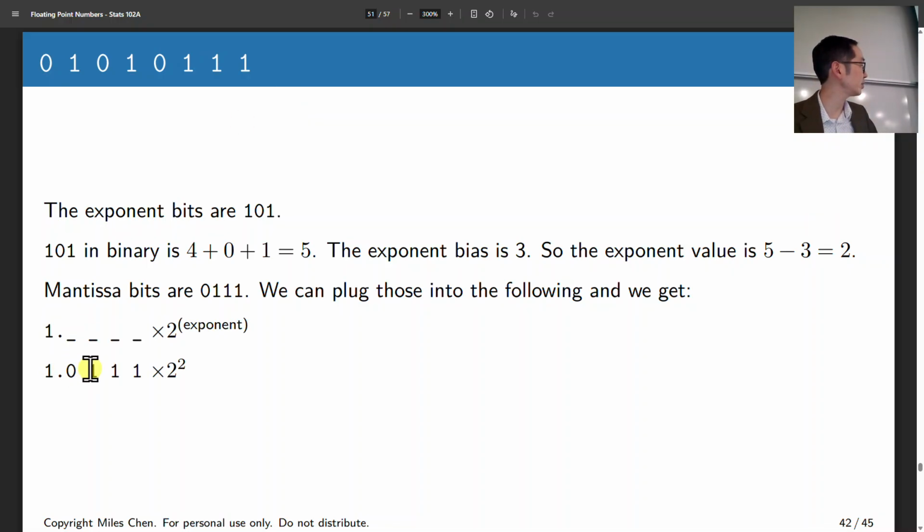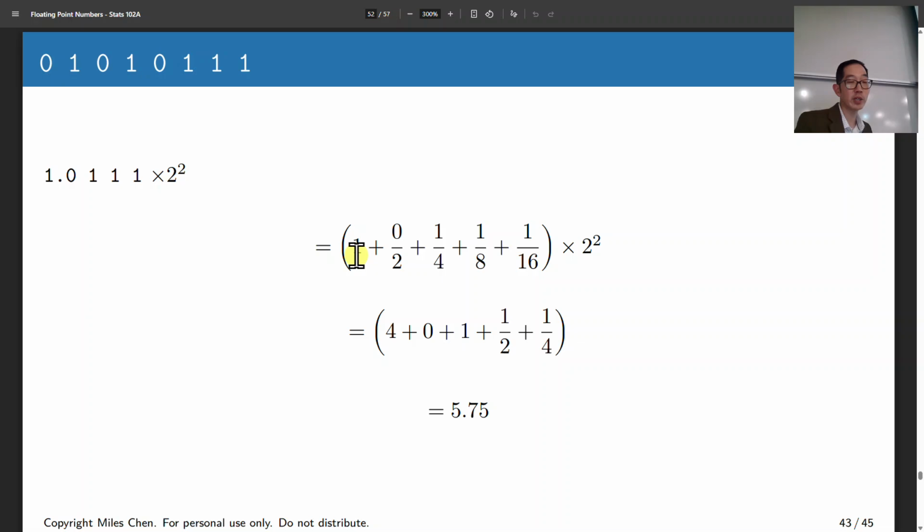I get 1.0111. All right, so I have a 1 plus no halves, a quarter, an eighth, and a 16th. I can multiply that by 2 to the 2, multiply that by 4. So I'm going to get 4 plus 1, plus 1/8 times 4 is 1/2, 1/16 times 4 is 1/4. So I get 5 3/4, 5.75. That's the decimal value that this represents.